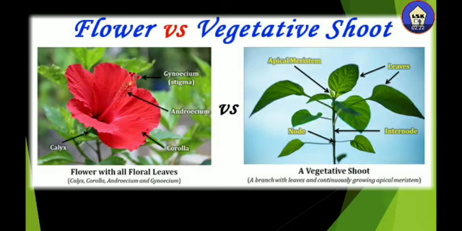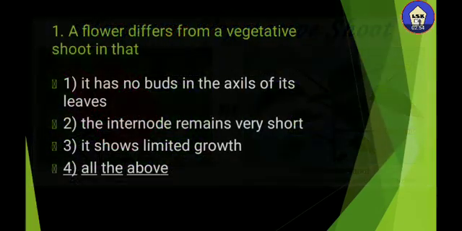So here you can see the photograph showing the differences between the flower and the vegetative shoot. Here the petals, sepals, androecium, gynoecium represent the modified leaves. But in the vegetative shoot, you can see the gap between the successive leaves, the gap between the successive nodes called internode, and the apical meristem is continuously growing. Here you cannot see the apical bud in the flower. So the flower shows limited growth, but the vegetative shoot shows unlimited growth.